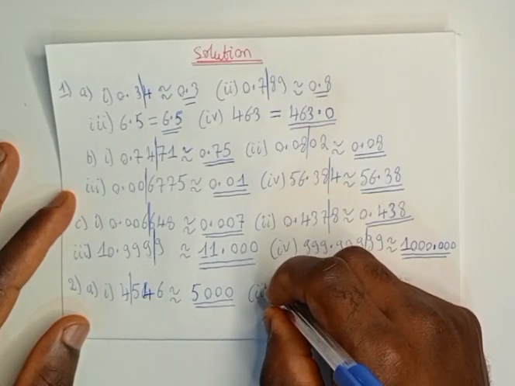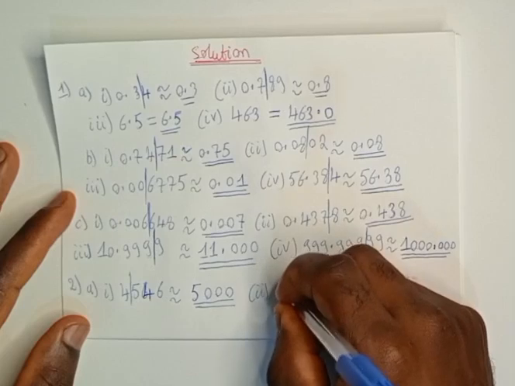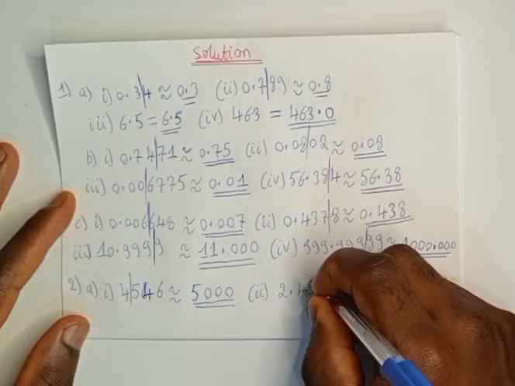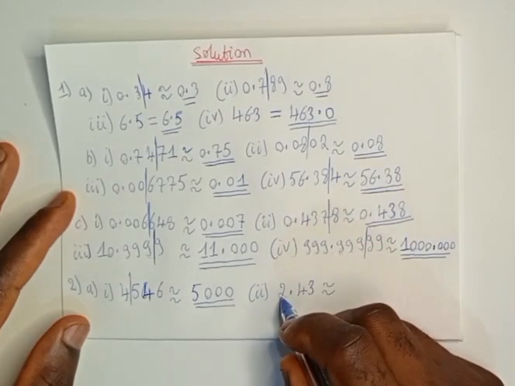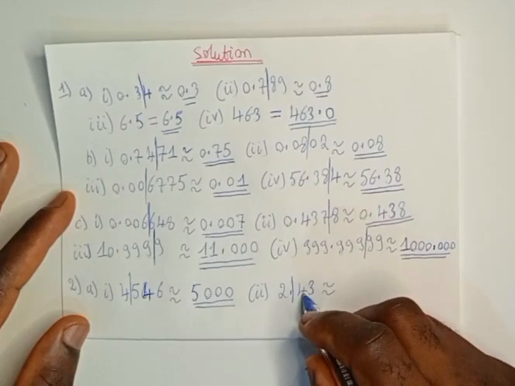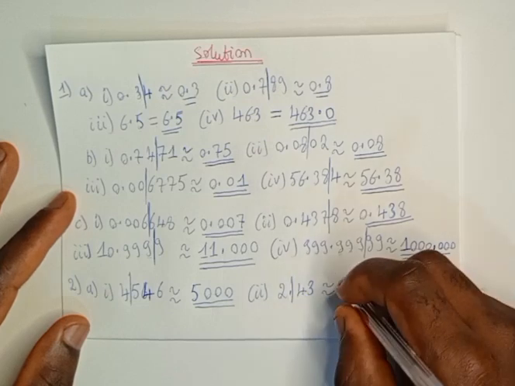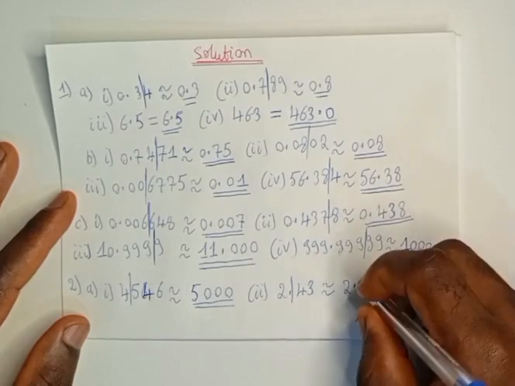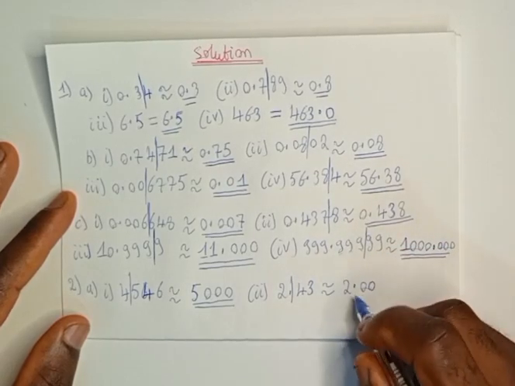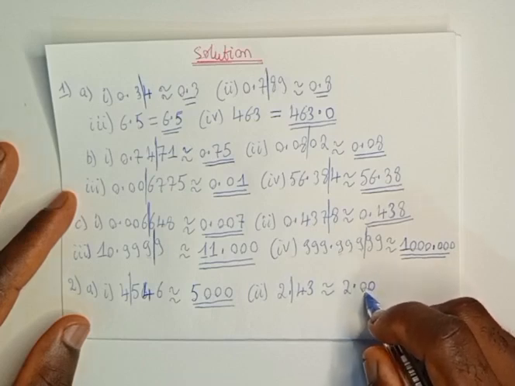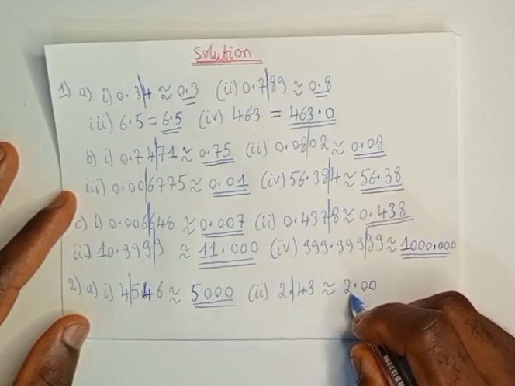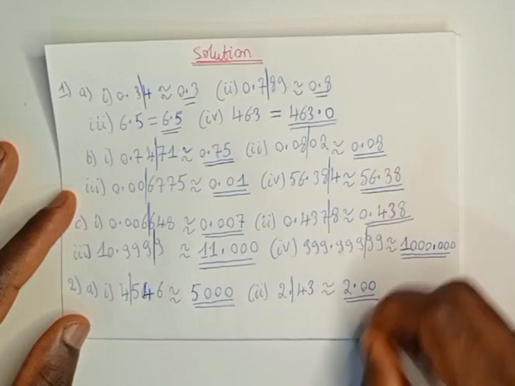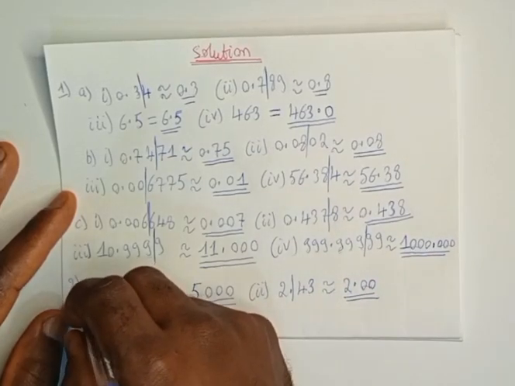For 2i, we have the number 2.43 to 1 SF. This is the first significant figure. We have to round off here. 4 is less than 5. It is rounded down to 0. This will give us 2. We replace all the other digits with zeros, 2.00. But remember, all the zeros after the decimal point have no use. We can simply write down 2. This is our answer.